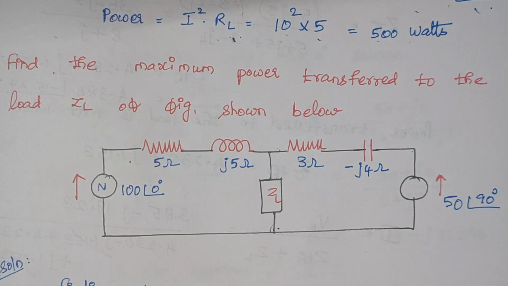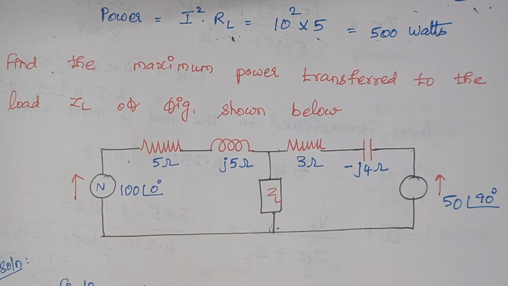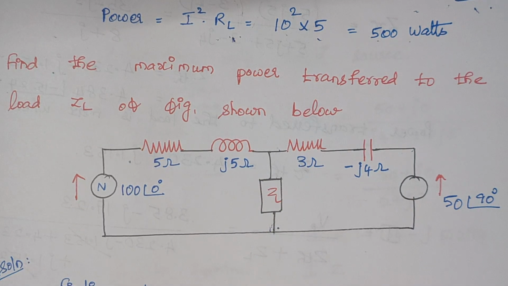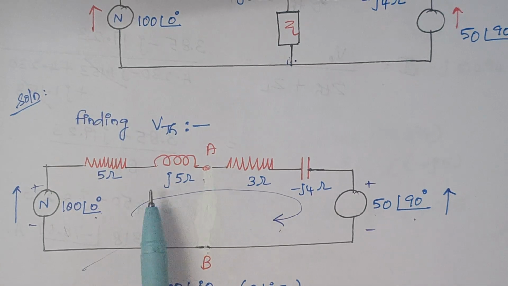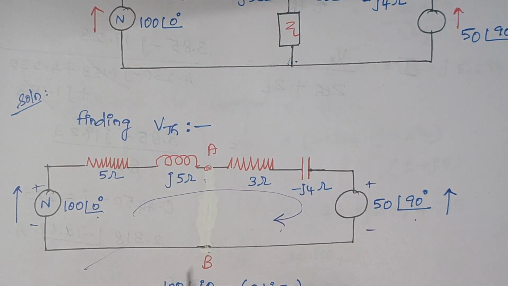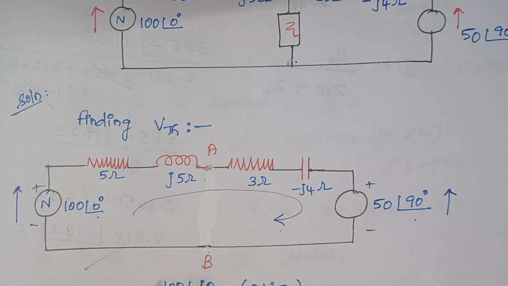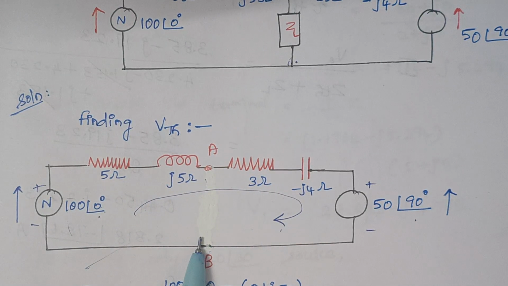So here the step is we have to find Vth and Zth. So how to find Vth? We have to remove this load impedance for calculating the Vth. After removing the load impedance, our circuit looks like this. And here I am assuming a current direction by myself. So the first step is I am going to calculate the current that flows through this circuit.